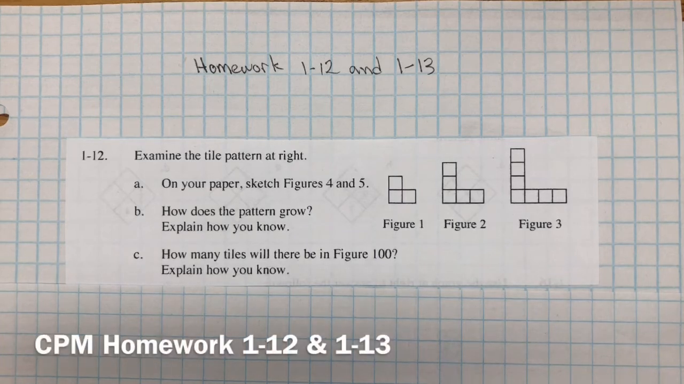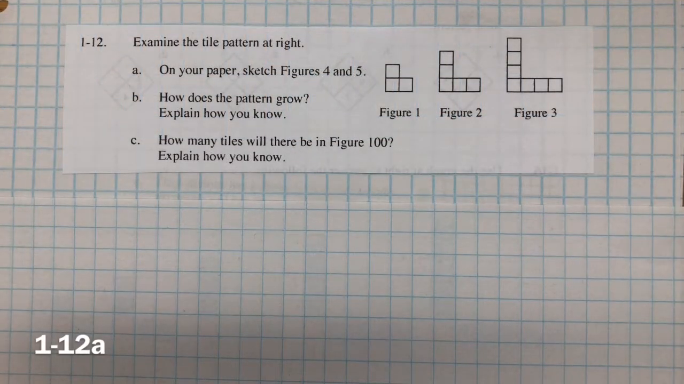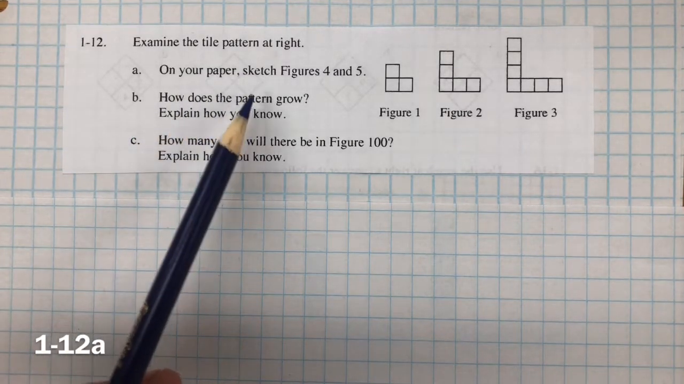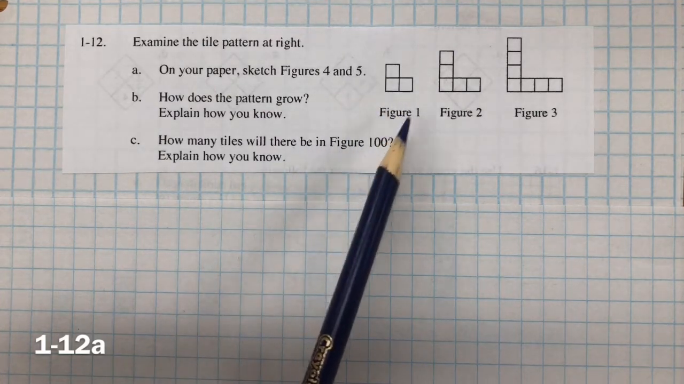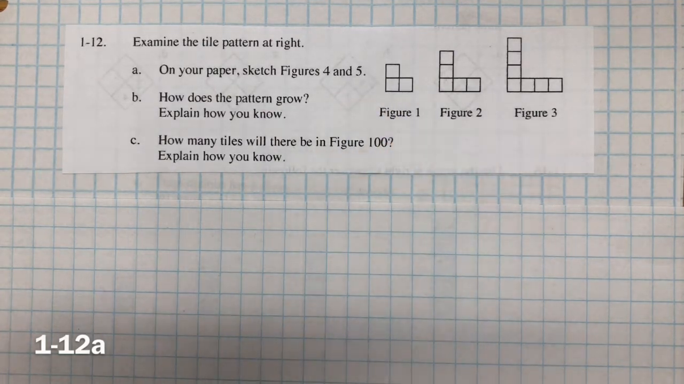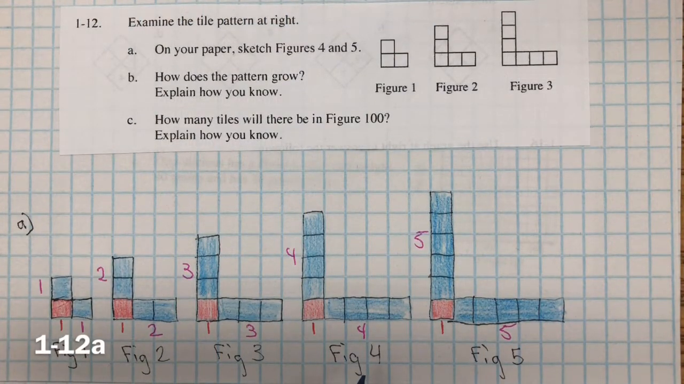This is the homework for 112 and 113. In problem 112, examine the tile pattern at right. On your paper, you'll sketch figures 4 and 5. So here's figure 1, 2, 3. So here I've sketched figures 4 and 5.